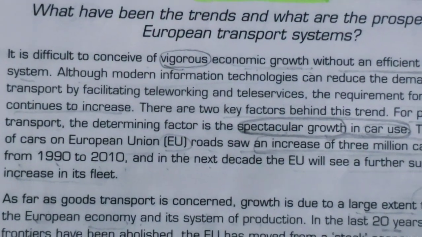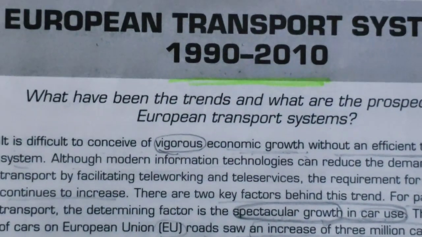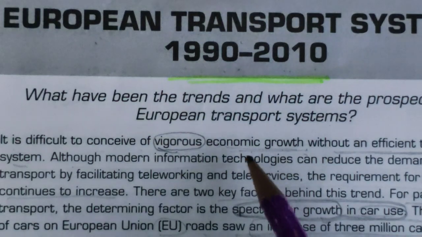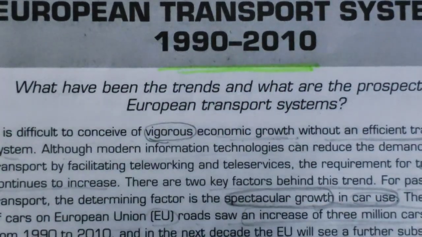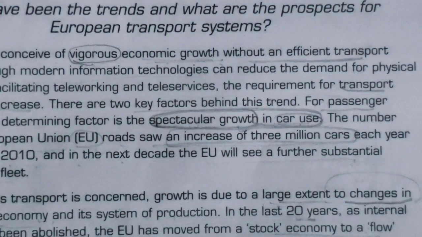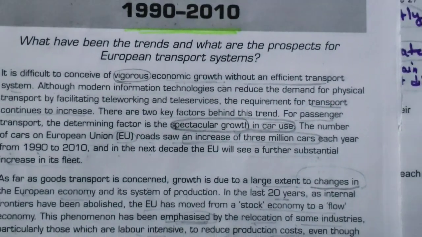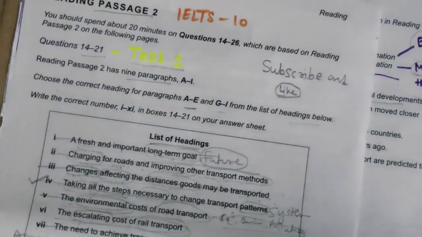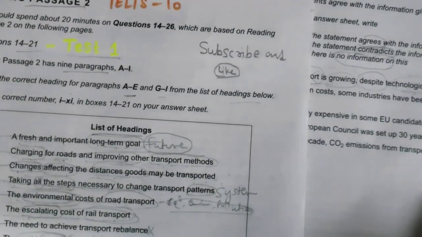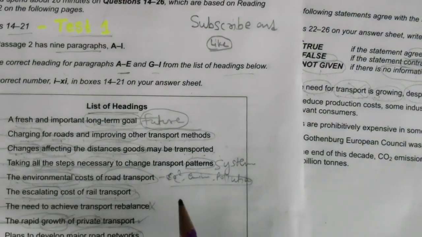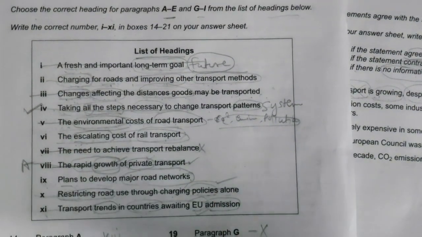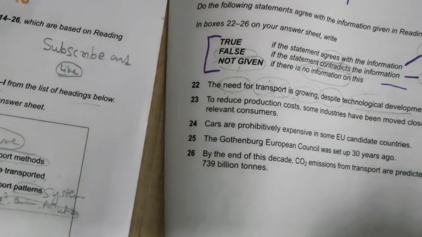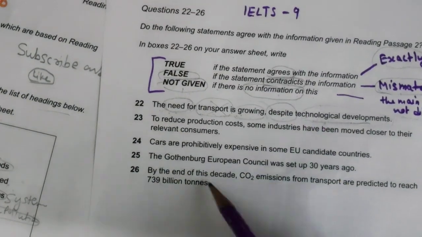In the last video I covered the first type of question for the European transport system. In this reading passage we have only two types of questions. The first type is list of headings, which we have done. The second type is True, False, Not Given.